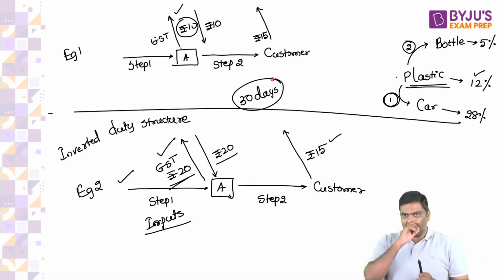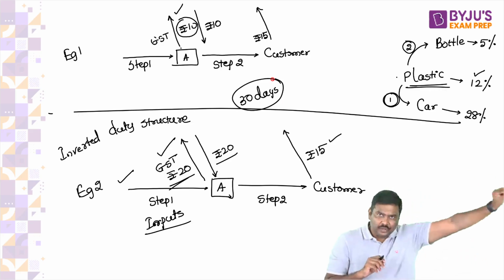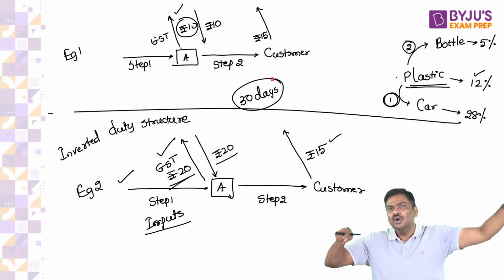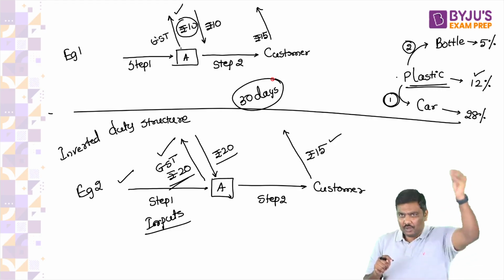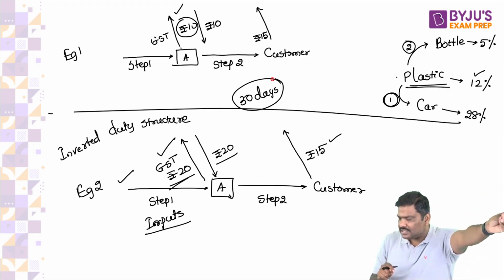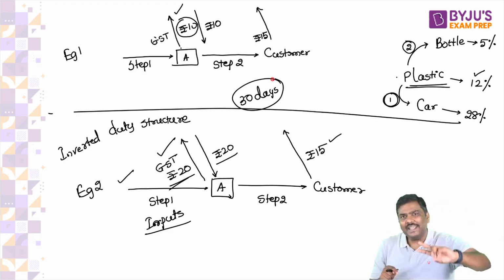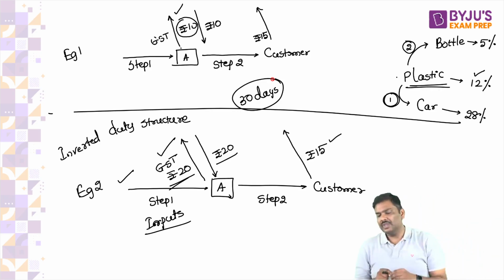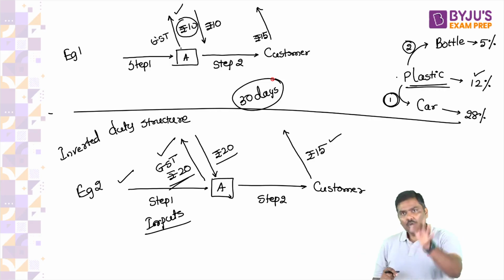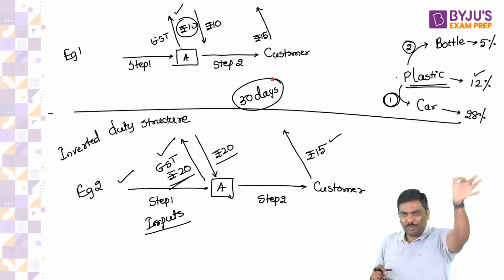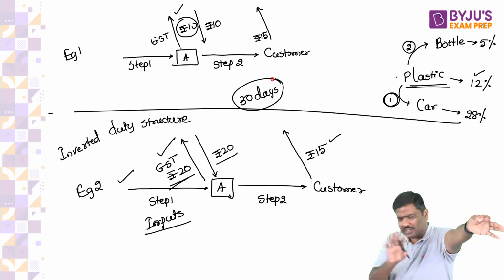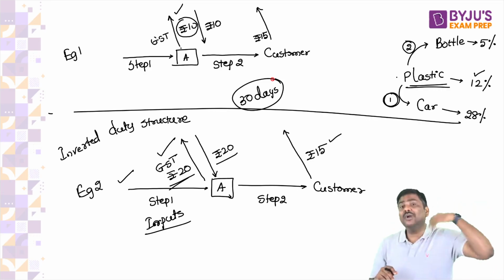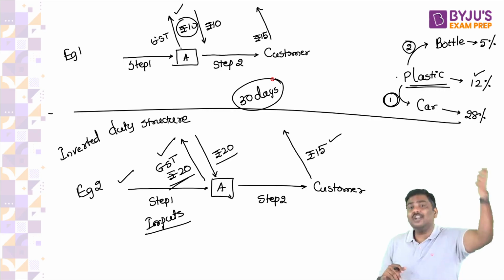Now, simple question. You pay tax today to the government. The government will give that back after 30 days. Would you want 10 rupees to be with the government for 30 days, or would you want 20 rupees to be there with the government for 30 days? You tell me. As a manufacturer, of course, you will get it after 30 days.